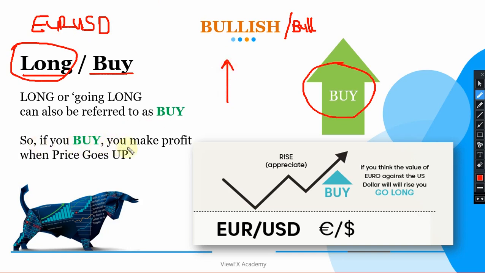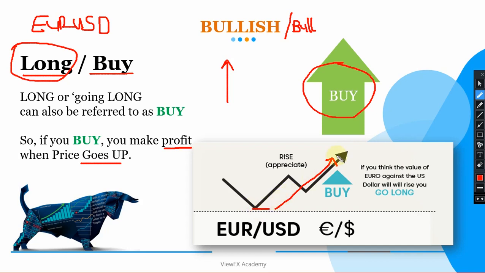So if you buy, you make profit when price eventually goes up. Let's say the market is here and you're predicting that the market is going to go up, and you buy from this region and the market eventually goes up, you're going to make profit because you predicted the direction where the market was going to. If you think the value of euro against the US dollar will rise, you go long or you buy. And when you buy here and the market goes up, you're going to make profit because you got the direction where the market was going to.